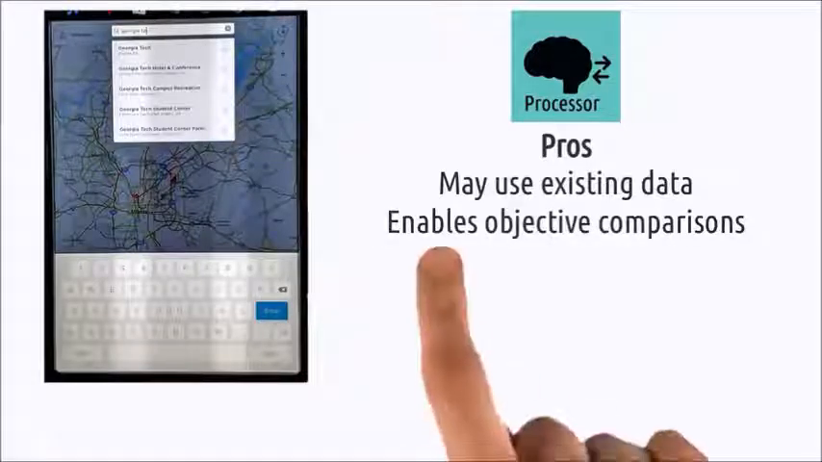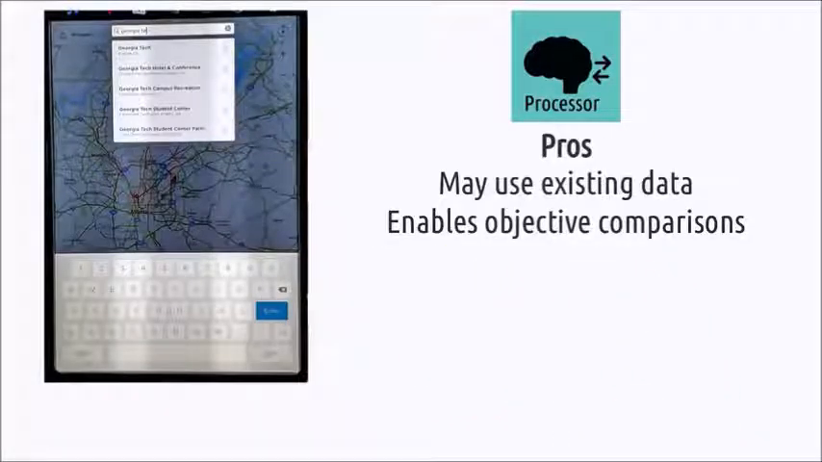Another benefit of this is it enables objective comparisons. That means we could compare this text entry screen to a voice system or some other way of inputting addresses to understand how different interfaces entirely or different modes of interaction entirely can have different efficiencies associated with them.